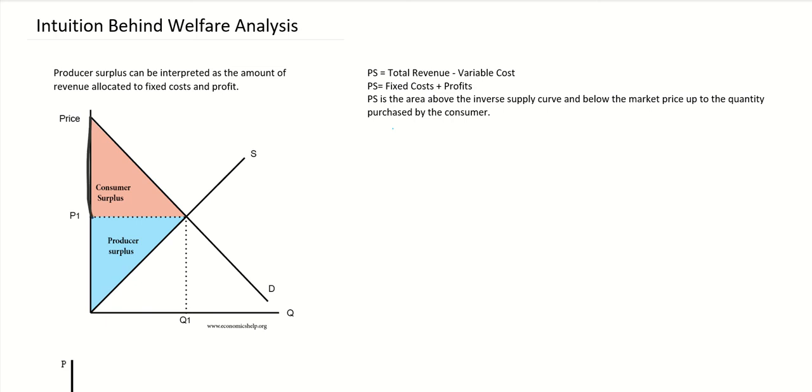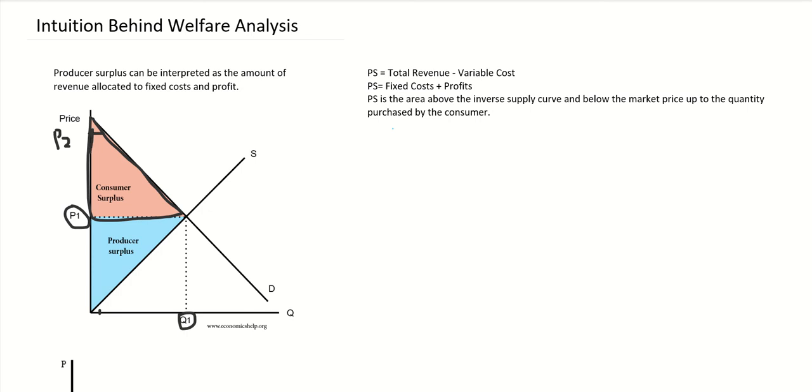In this triangle, we can see that it is consumer surplus. Why? Because at the equilibrium, we are actually paying price P1 and demanding quantity of Q1. But at a smaller quantity, the consumer is willing to pay a much higher price. Like for example, here it's P2 and all the way down to P1.